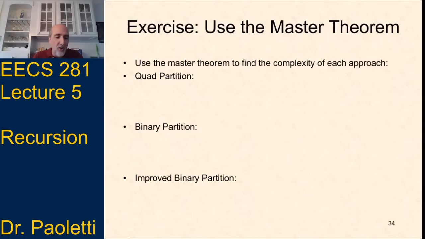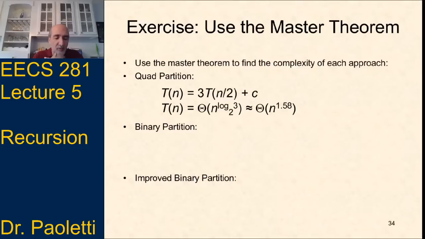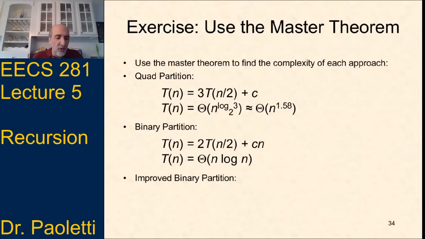Okay, now some of these can be solved with the master theorem, some not. So the first one, yes, definitely: T(n) = 3T(n/2) + c, that's our n to the log base 2 of 3, which is approximately n to the 1.58 power. I told you earlier we'd actually see one like that today. The binary partitioning is 2T(n/2) + cn. So we plug that one into the master theorem, we get n log n.